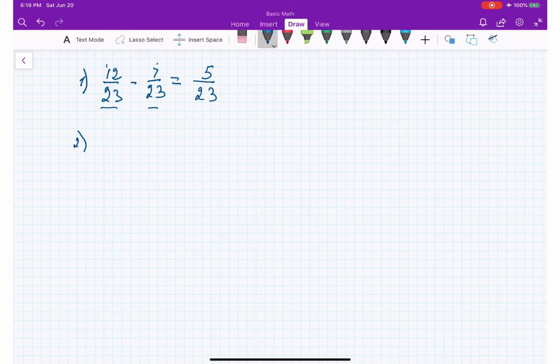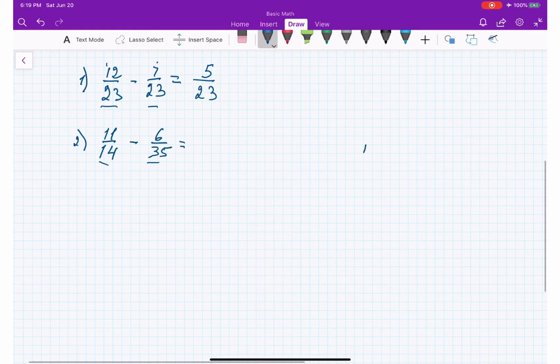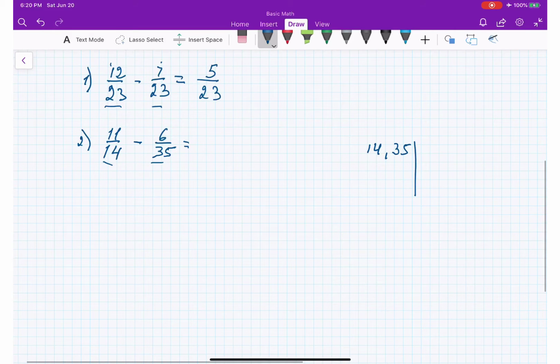Okay, second one, 11 over 14 minus 6 over 35. Here we have denominators 14 and 35. We need to bring them to a common denominator. How to find a common denominator for 14 and 35? I have a special video for that on the LCD, GCD and LCM, so you can open and watch it, but now I'm going to do it real quick for 14 and 35.